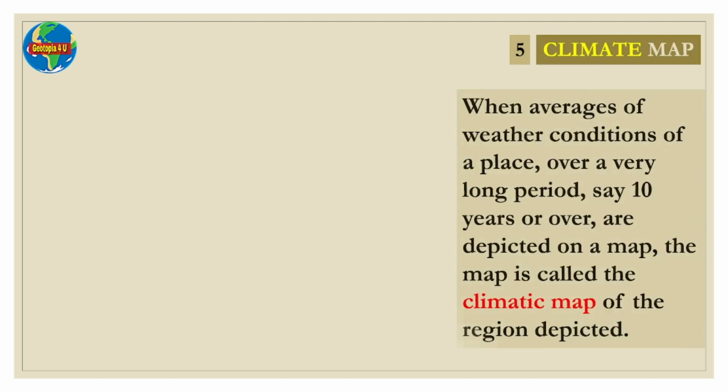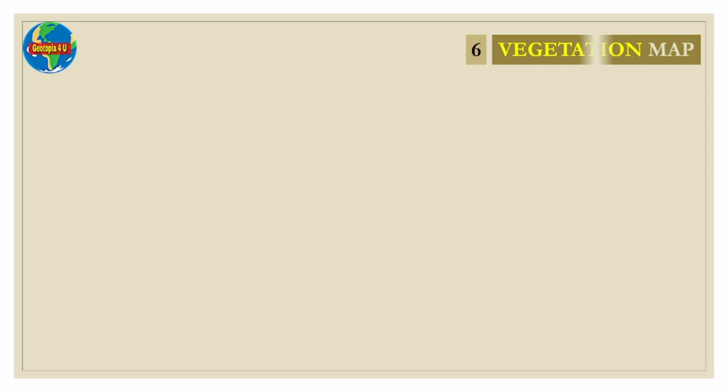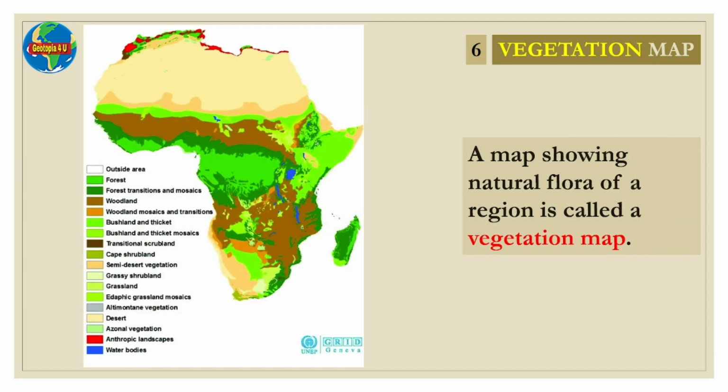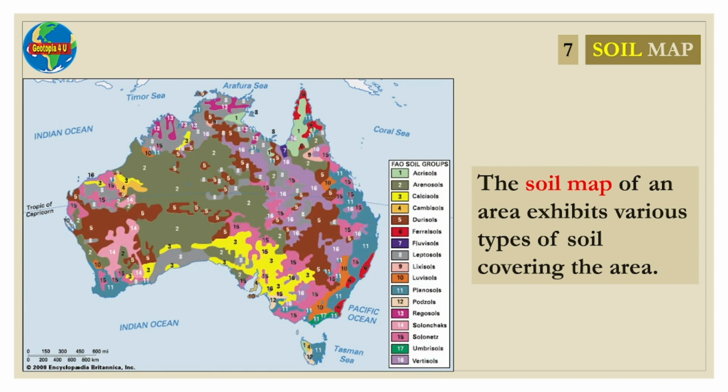Number 5. Climate map. When averages of weather conditions of a place over a very long period, say 10 years or over, are depicted on a map, the map is called the climatic map of the region depicted. Number 6. Vegetation map. A map showing natural flora of a region is called a vegetation map. Number 7. Soil map. The soil map of an area exhibits various types of soil covering the area.